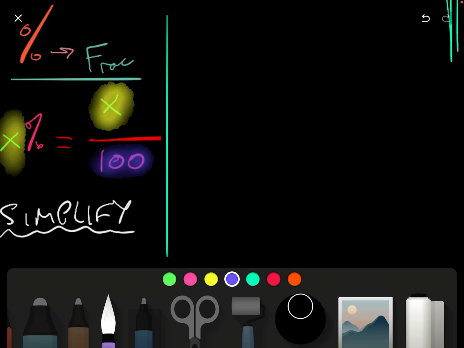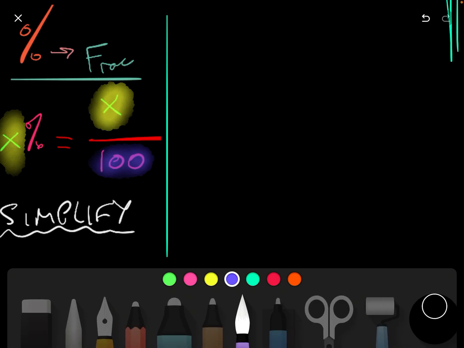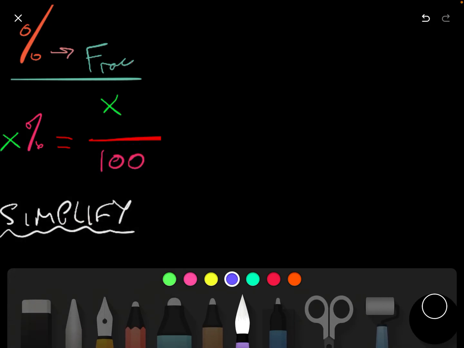So no matter what is out in front of your percentage sign, put that on top and put it over 100, and that is it. That's your fraction. It's built right there. After that, it's just about being able to simplify, reducing your fraction into lowest terms. So let's look at a couple again.